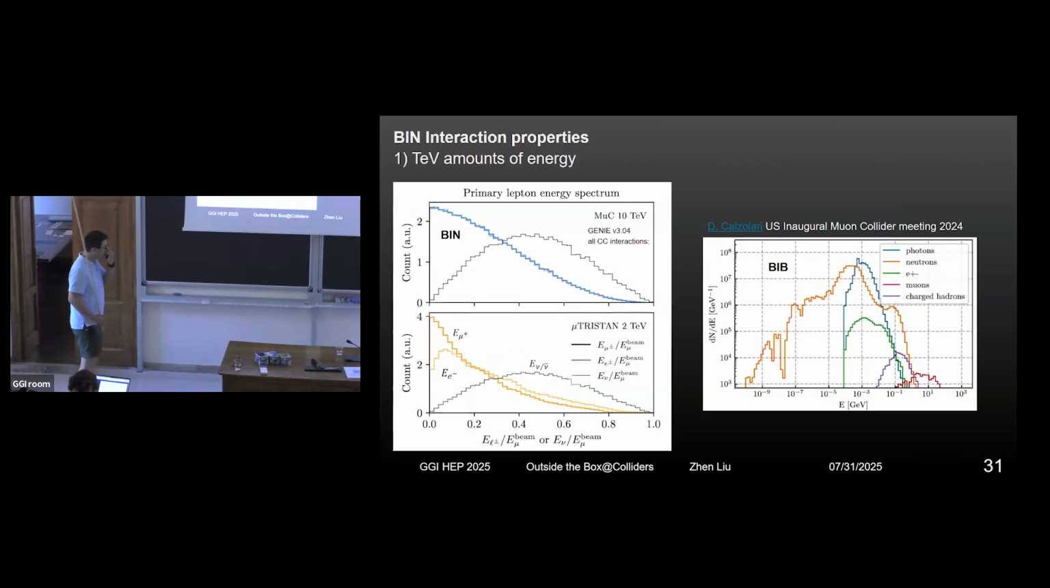Okay, so let's take a look at the physics. Here we just look at the 10 TeV muon collider. We can think about what the neutrino flux is and what the charged-current induced charged lepton energy distribution is. Neutrinos are very precisely produced.